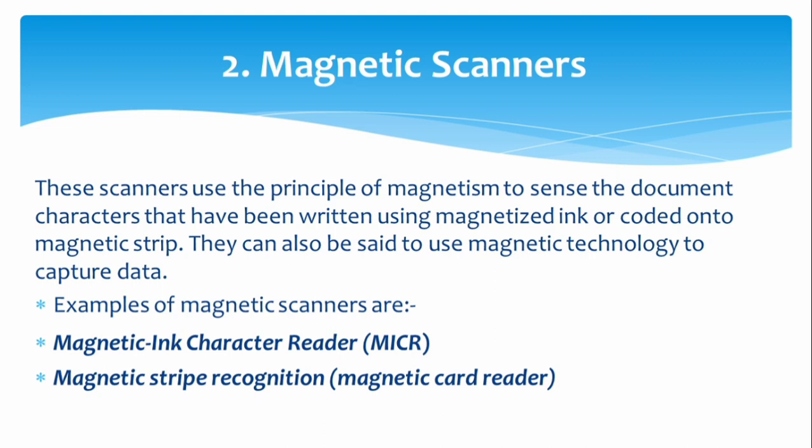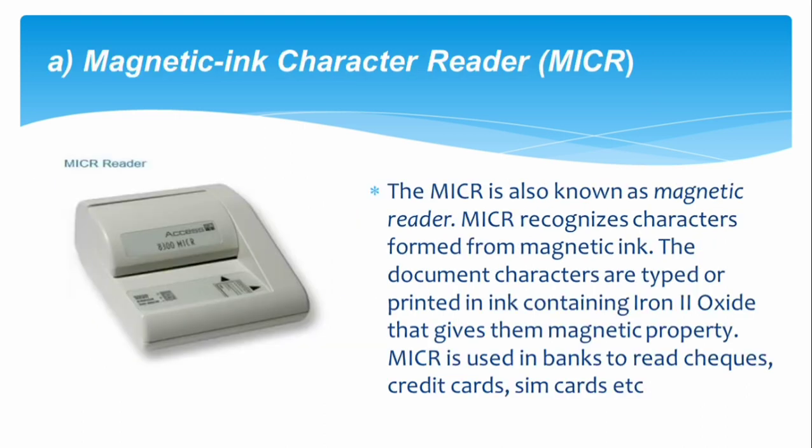So there, let's start with the MICR. It is used for capturing ink that has been written on magnetically on a card or a document. That part has iron oxide that gives it the magnetic property. You may find it in checks, SIM cards for phones, credit cards, a spot. It could be a square or an oval or a circle that has the markings of that iron oxide.